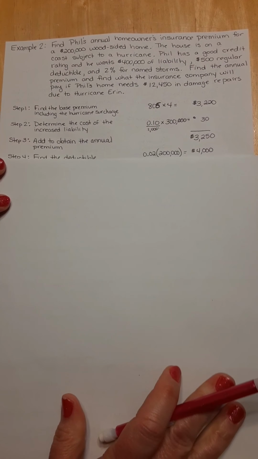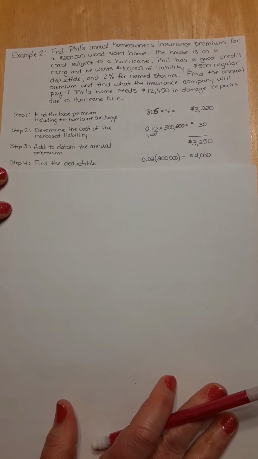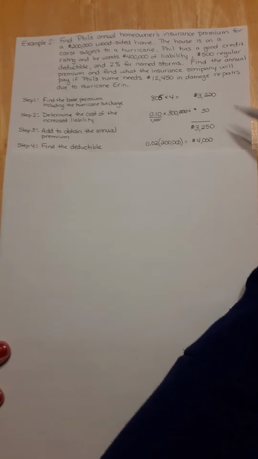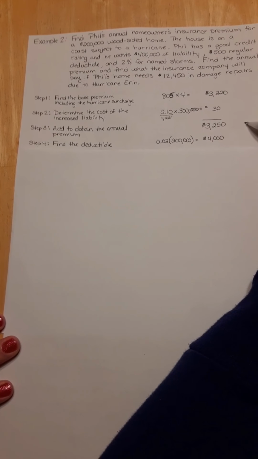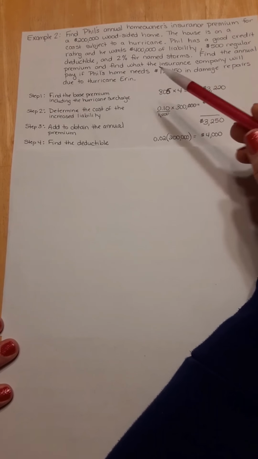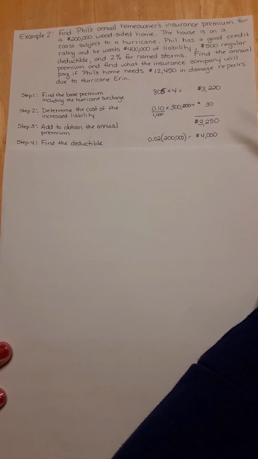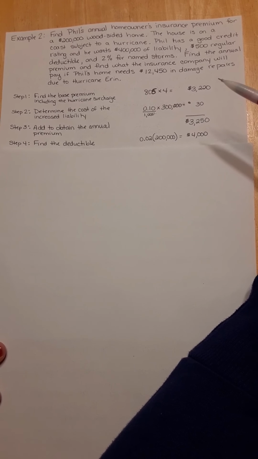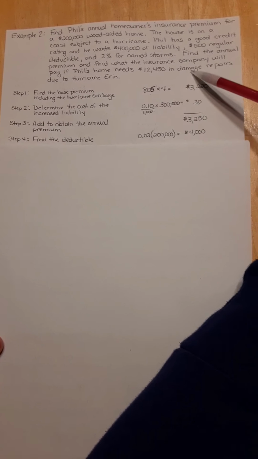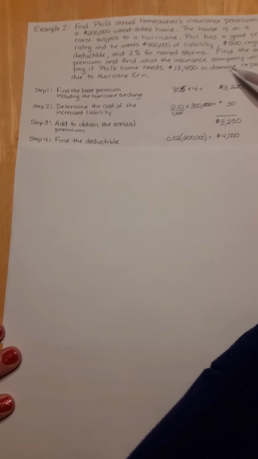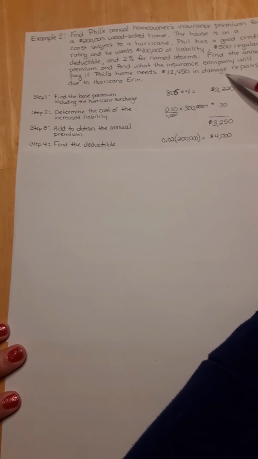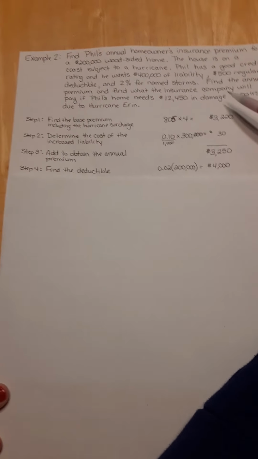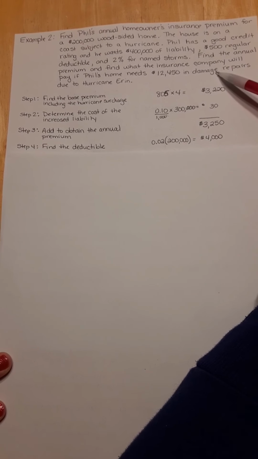Now we need to go ahead and find what our deductible is. So this is what this family is paying. Now let's say they had the storm Erin come, okay? And they know that they have to make this amount of repairs done. Whenever you have repairs done and file a claim with your insurance, you have to pay your deductible. So how much is their deductible?